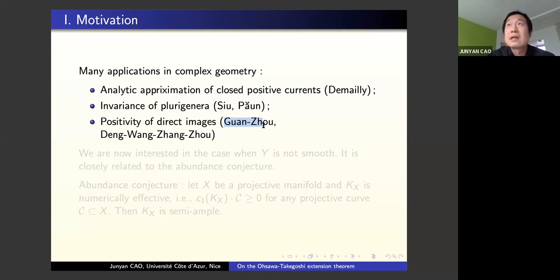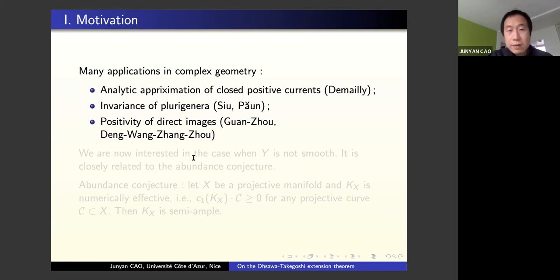In a paper of Guan and Zhou, they first proved an optimal version of the Ohsawa-Takegoshi extension theorem, and by using their results, they can give a new proof of the positivity of direct images. And more recently, in a paper of Deng, Wang, Zhang and Zhou, by using the standard Ohsawa-Takegoshi extension theorem, they could also prove the positivity of direct images. Okay, here are some applications of the Ohsawa-Takegoshi extension theorem.